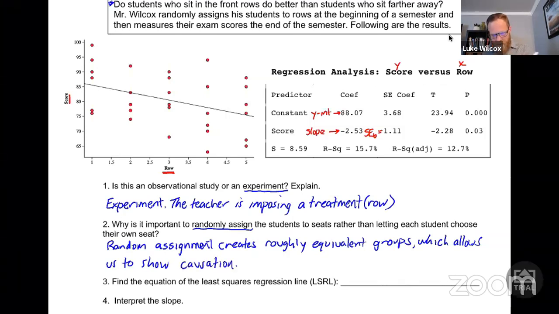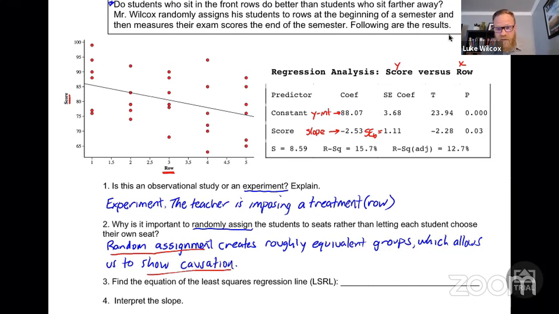So there's an important connection that we're making here. This is a really important connection about the purpose of random assignment. And the purpose of random assignment is so that in the end, if we have statistically significant results, we can say that there's some sort of causal relationship between X and Y.